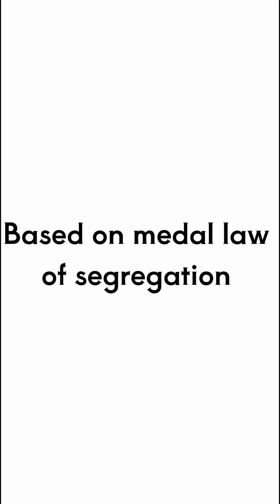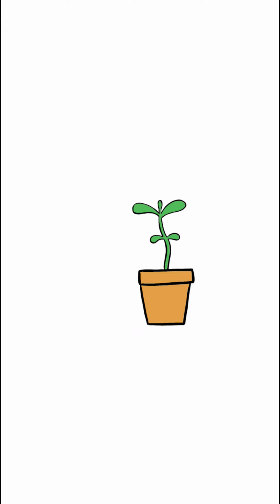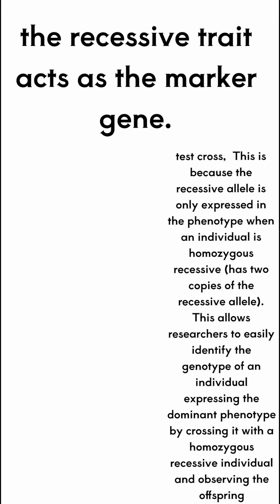So the test cross is based on Mendel's law of segregation, and it is widely used in plant and animal breeding. In modern genetics, it's used with a marker gene or a reporter gene to track the genetic trait.